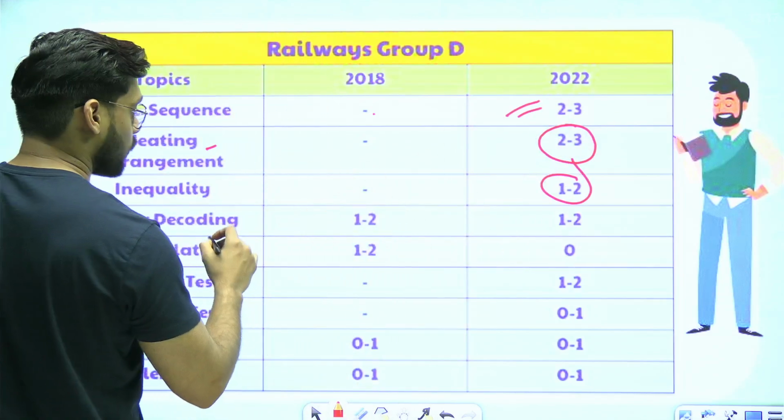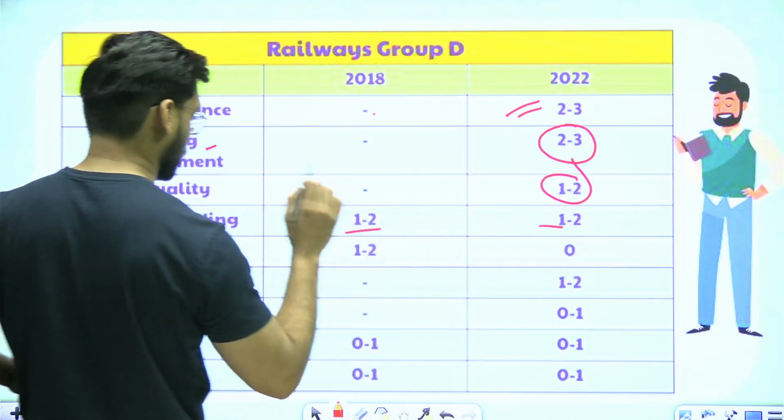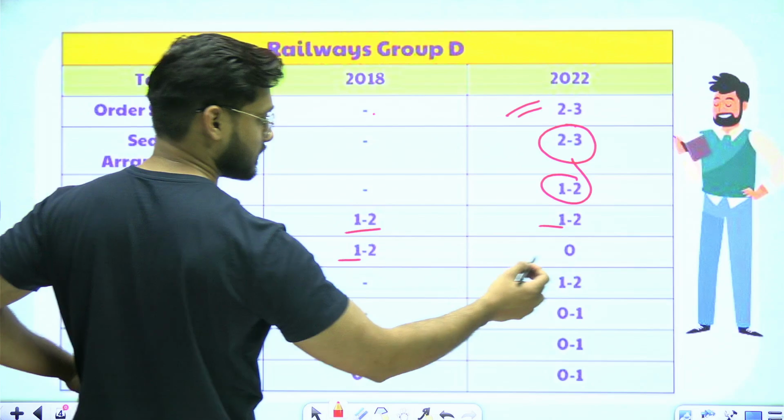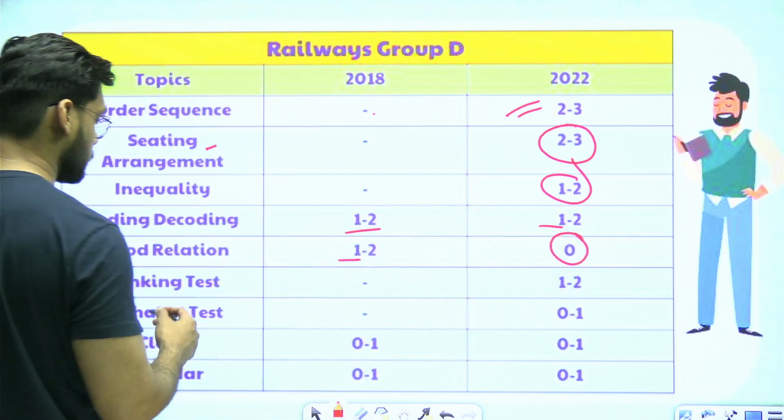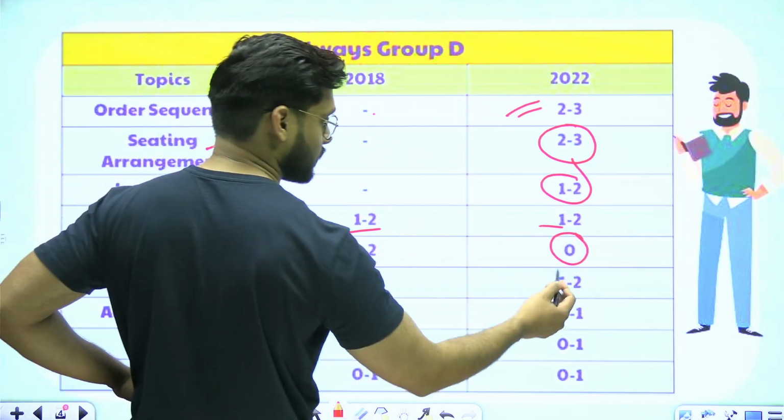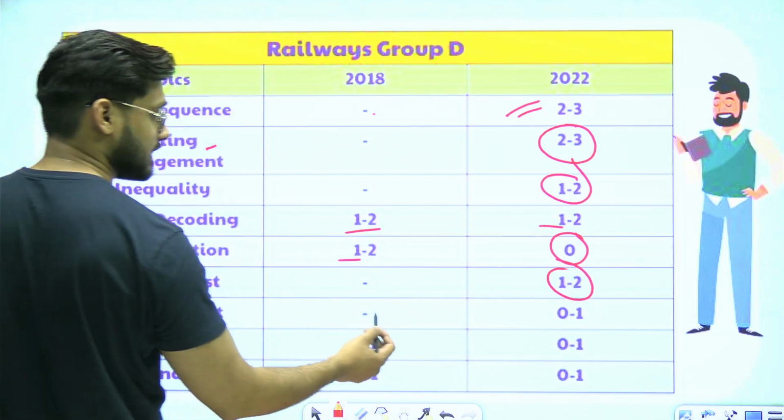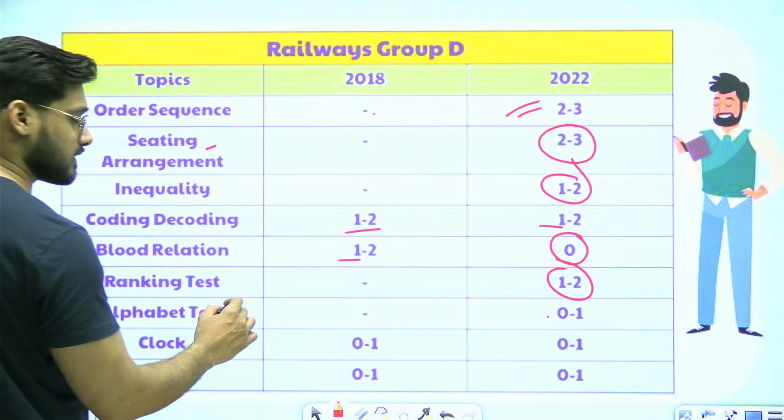Coding decoding 1 to 2, then 1 to 2, that we have already discussed. Blood relation 1 to 2 questions, then 0 questions were asked in 2022. Ranking 0 but 1 to 2 over here. Alphabet 0 but 0 to 1. So this is not such an important one.